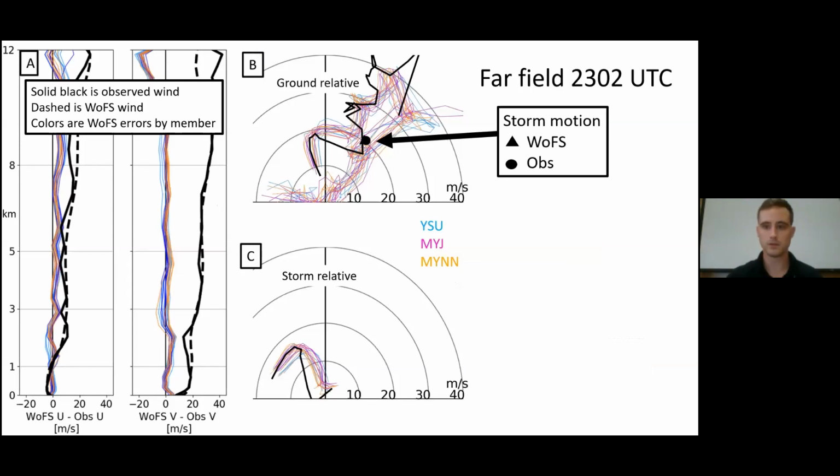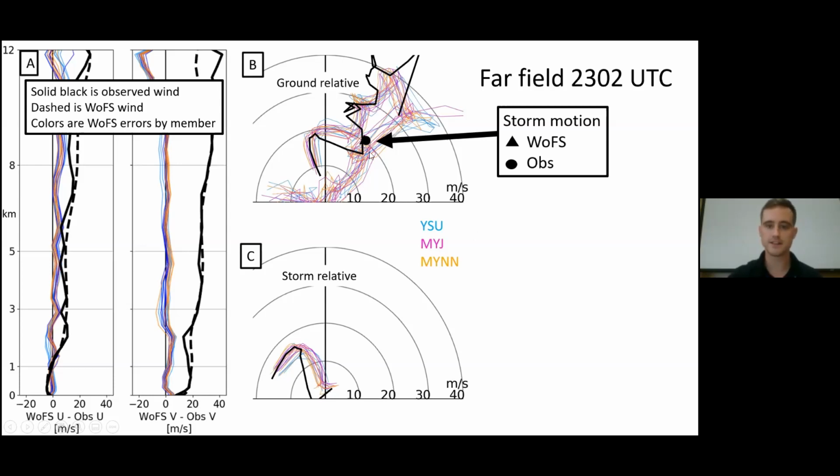Now we're going to look at vertical errors of wind speeds. In panel A, these are these vertical errors. On the left, we have the zonal wind component, and here, the meridional V component of the wind. The solid black line is the observed wind, and the dashed black line is the WoFS wind. And this is consistent throughout the talk.